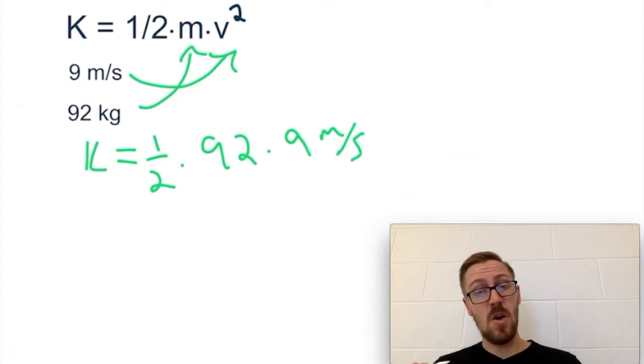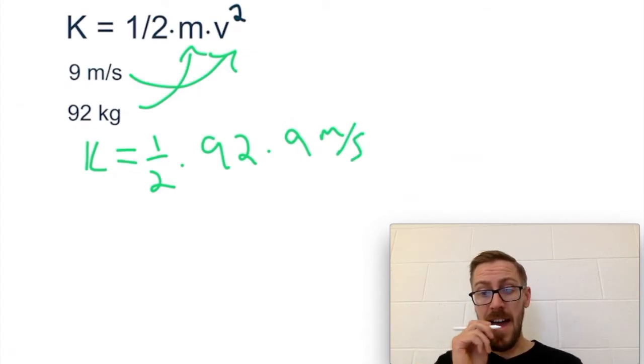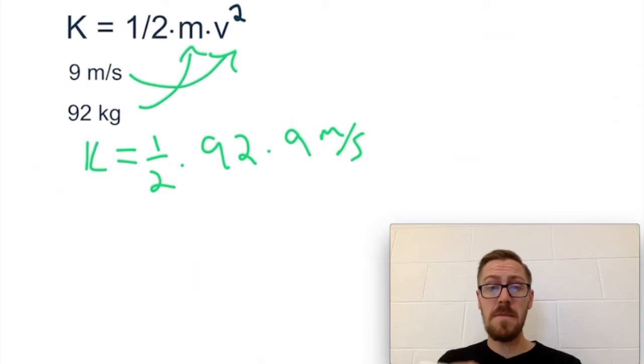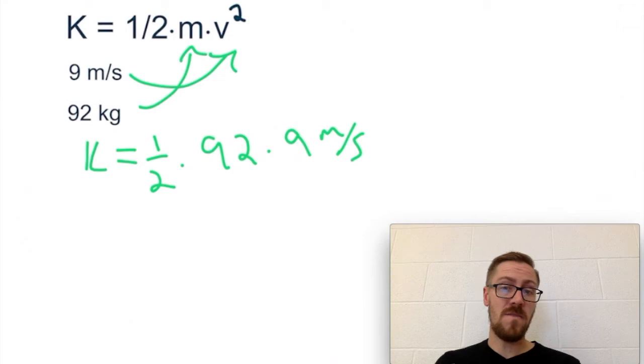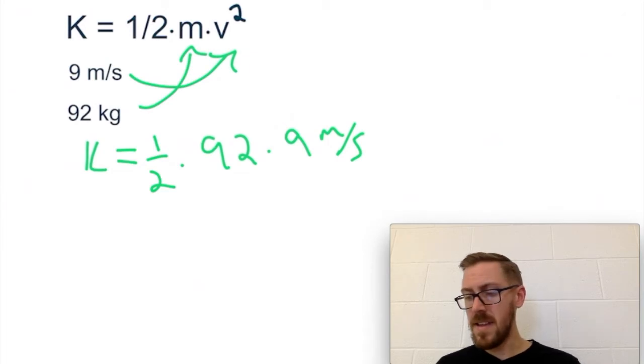So this is a slower person, but having 50% more mass. So we went from 11 to 9 meters per second, but we went from 65 to 92 kilograms. And we'll see what that squared in the velocity does to our final number. So we just go to our calculator and start typing it in.